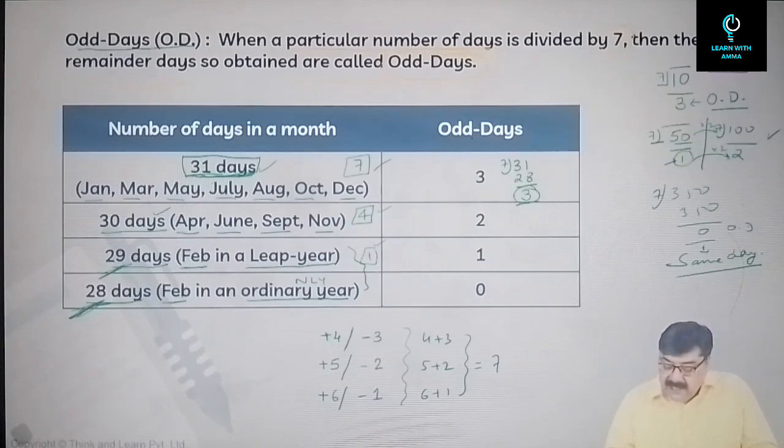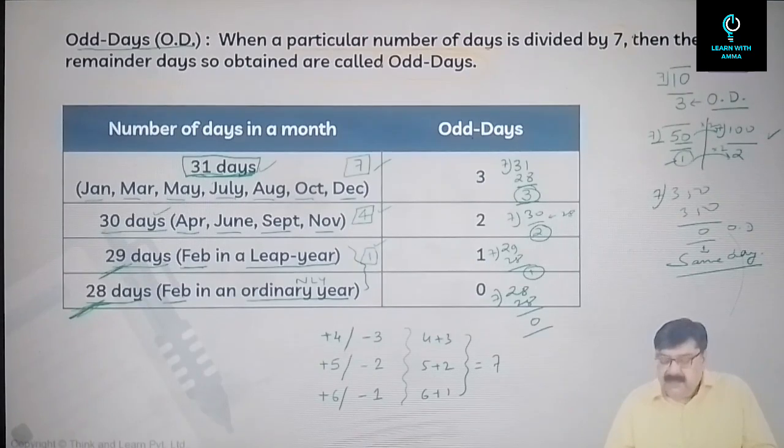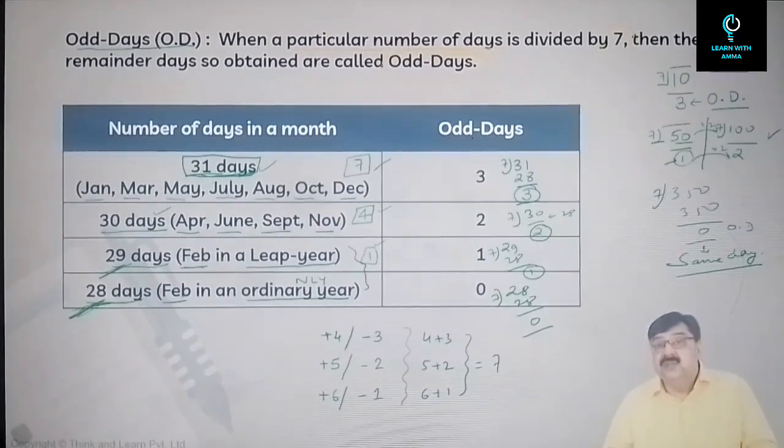Now similarly, if you divide 30 by 7, you get 2 as the remainder. It goes by 28. So any month which has 30 days in it will have 2 odd days. February in a leap year has 29 days, so divide by 7 goes by 28, so 1 odd day. And February in a non-leap year or in an ordinary year has 28 days, divide by 7, you get the remainder as 0, so 0 odd days. So once again, 31 days will have 3 odd days, 30 days will have 2 odd days, 29 will have 1 odd day, 28 will have 0 odd days.